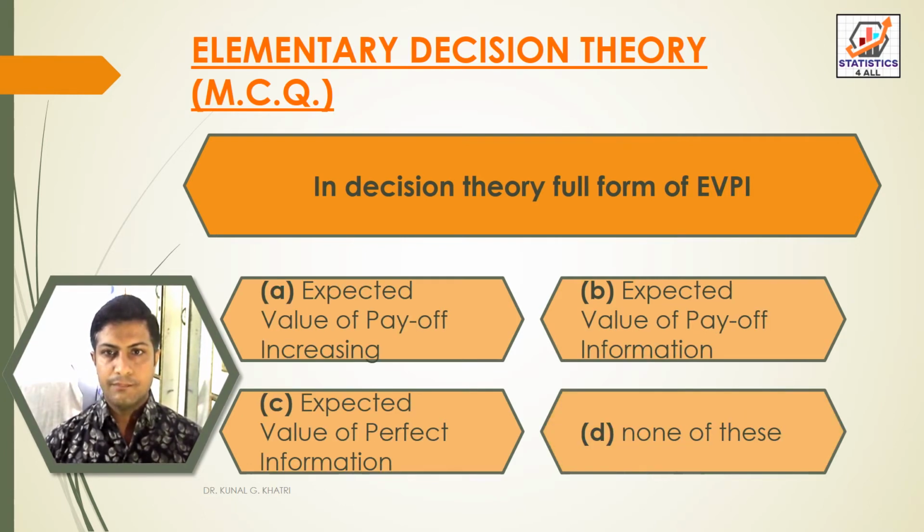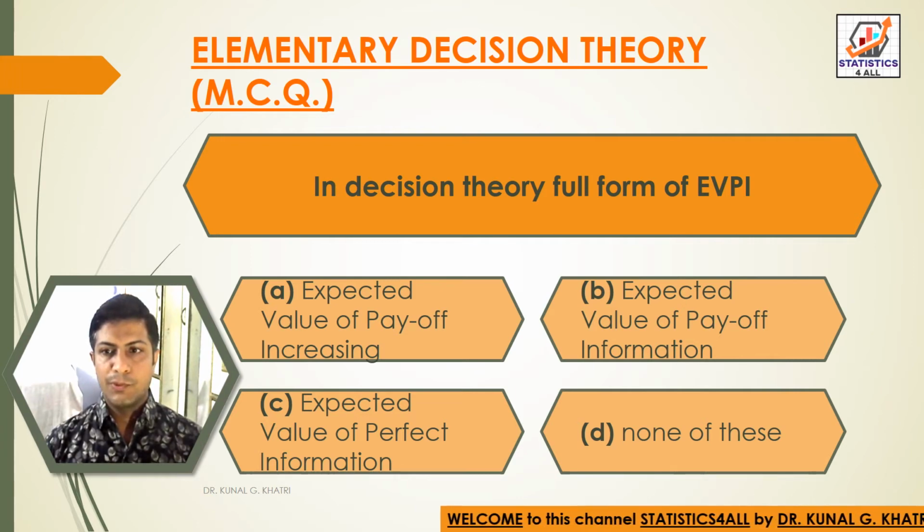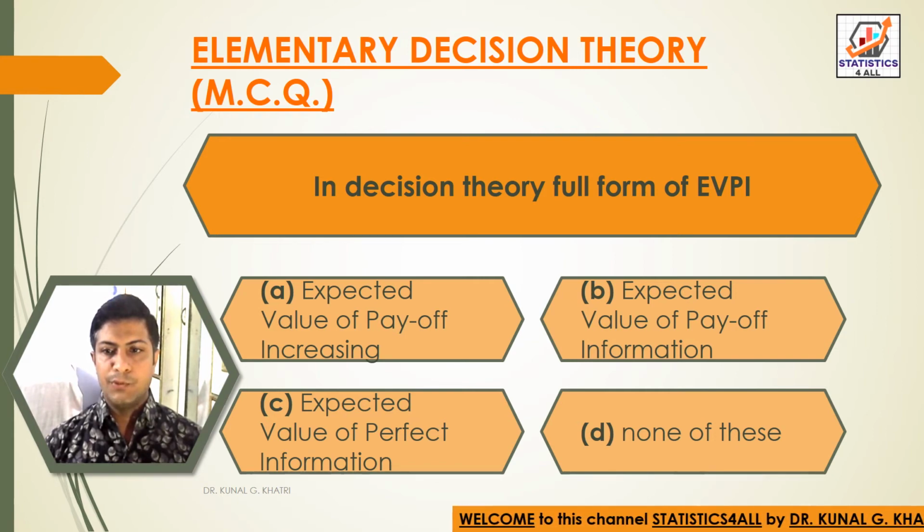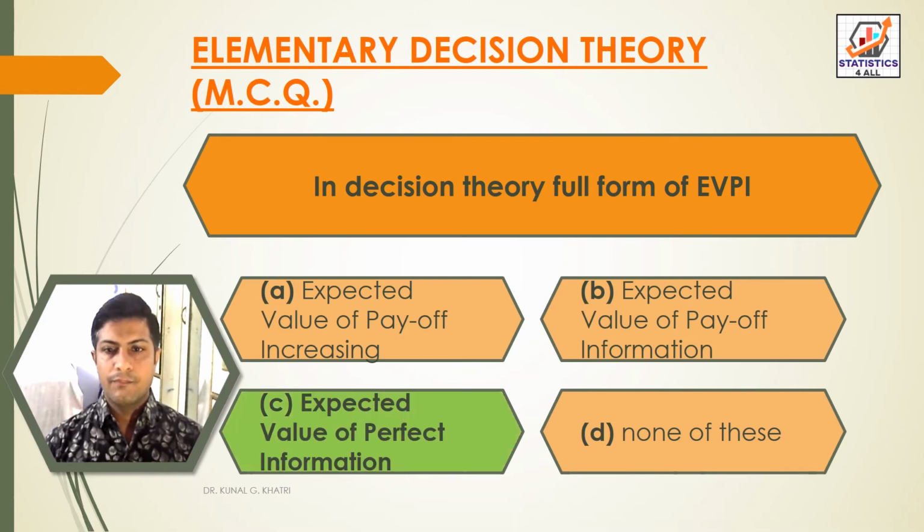Next question. In decision theory, full form of EVPI. Option A, expected value of payoff increasing. Option B, expected value of payoff information. Option C, expected value of perfect information. And option D, that is none of these. So here we have answer option C, that is expected value of perfect information, is the full form of EVPI in decision theory.